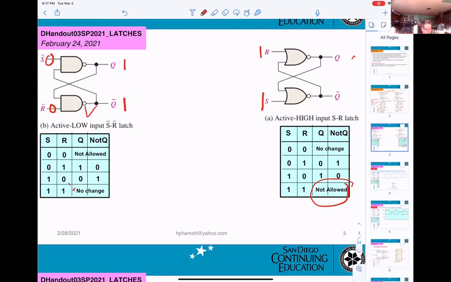Oh, okay, thank you. Same thing on the NOR here. You connect a 1 here, you connect a 1 here. That makes both outputs 0 and 0. The output of the latch cannot be the same. Q 0 then not Q must be 1, or not Q equals 0 then Q must be 1. They must be opposite.